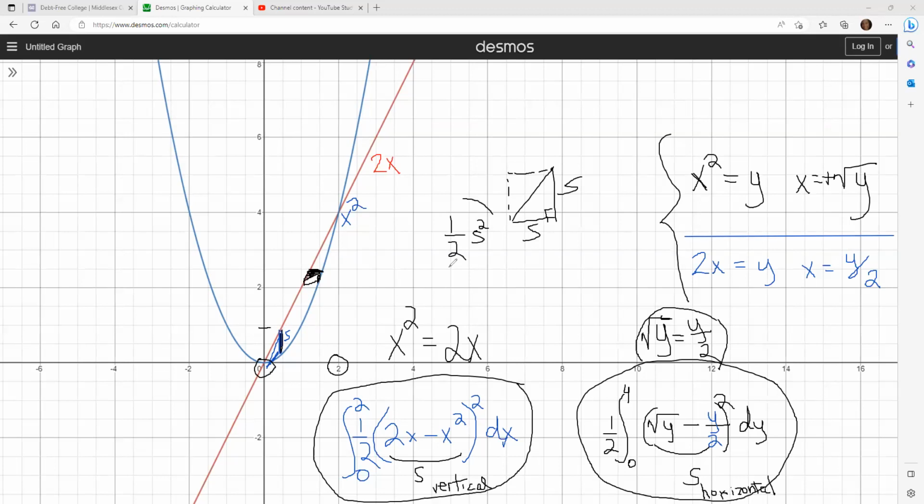The formula for the area is always the same. It's the S that will differ. Your limits now will be from 0 to 2 because you need the x coordinates where these curves intersect. You're varying the x coordinate because you have an integral in terms of dx.